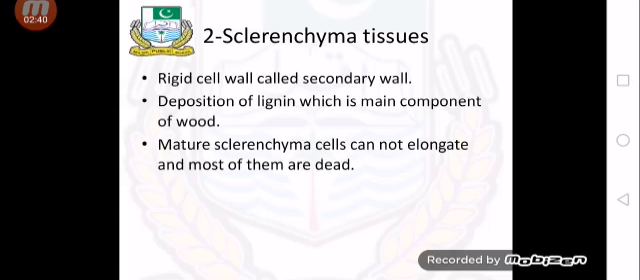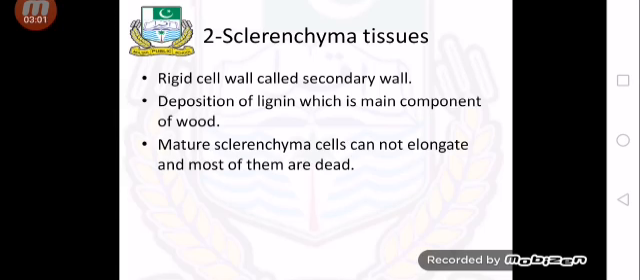Sclerenchyma tissue is the other type of supporting tissues. Here the cells are rigid and the wall is a secondary wall. So now the cell wall is not primary wall, it becomes secondary, and that is due to deposition of lignin, which is the main component of wood.